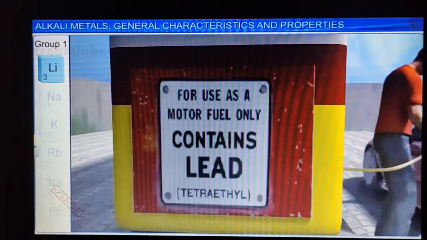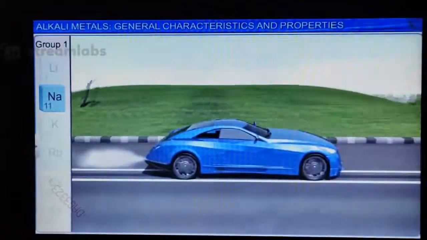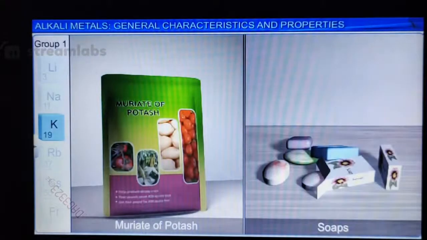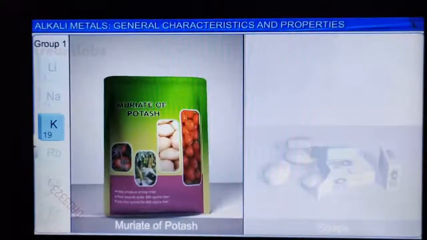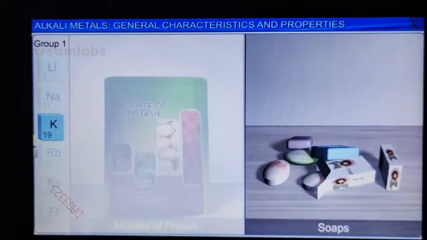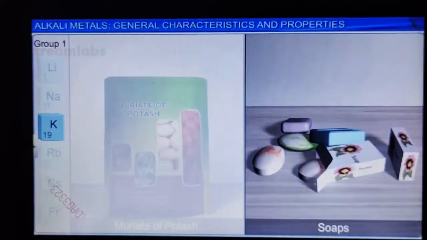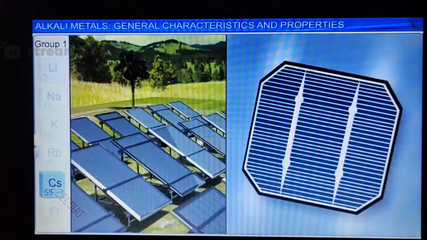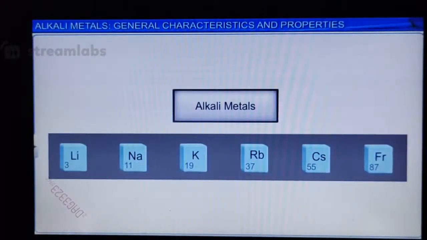Then in automobile fuel, first lead was used and it caused a lot of pollution. बहुत pollution होता था तो उसके लिए we replaced it with lithiums and sodiums. Then potassium, murate of potash is used in the preservation of vegetables. It is used in the production of soaps and so on. Okay. And cesium is used in the manufacture of solar panels. फ्रांसीसियम तो भाई रेडियो एक्टिव होता है तो उसे रहने दो.